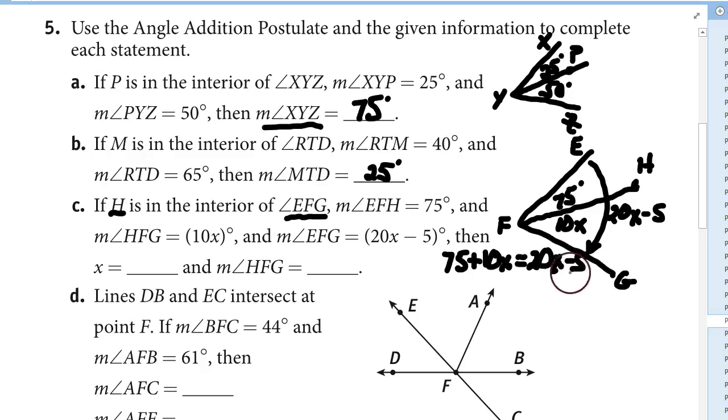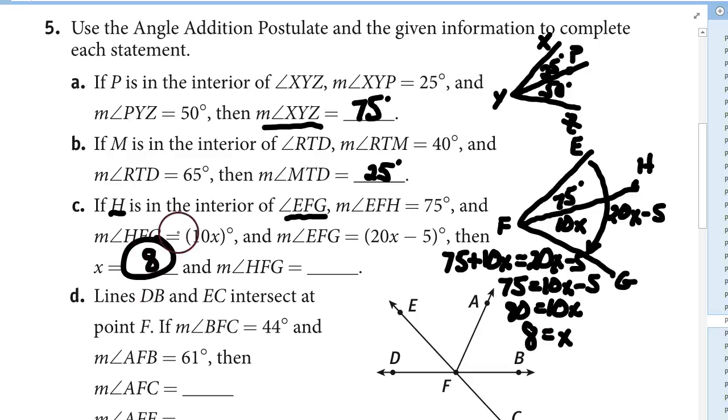Let's solve this. We can subtract 10x from both sides to get 75 equals 10x minus 5. Then add 5 to both sides to get 80 equals 10x. And then divide both sides by 10 to find out that 8 is equal to x. That was one of the things we were asked to figure out, so we know this answer is 8.